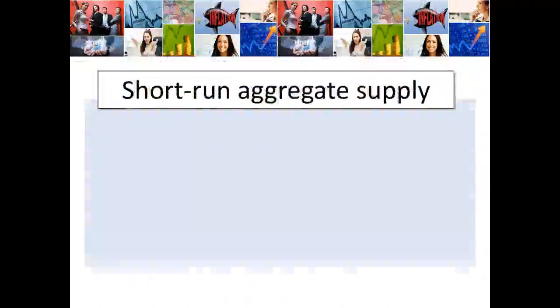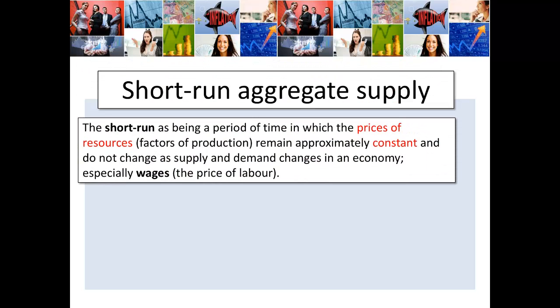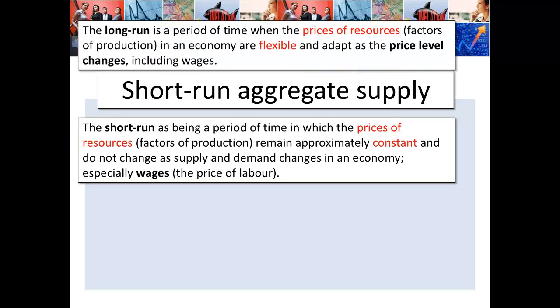So we need to make a distinction between short-run and long-run in macroeconomics. The short run is defined as being that period of time in which the prices of resources, remember resources are factors of production, land, labour, capital and enterprise, remain approximately constant. They're pretty much the same. They don't change as supply and demand changes in an economy, and this is especially true in regards to wages, which we know is the price of labour.